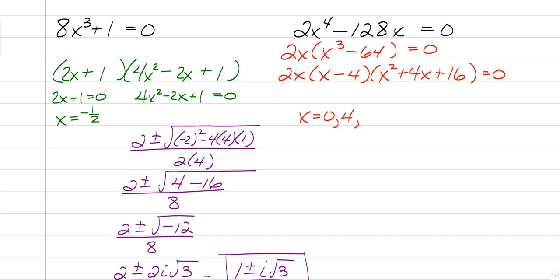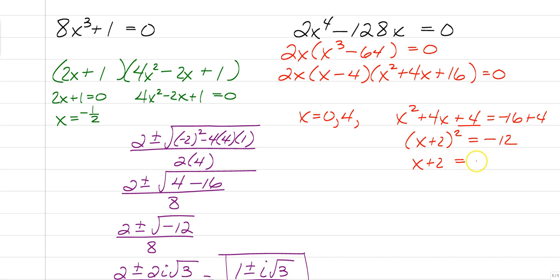Now you could use the quadratic formula if you want, because that's what I used in the last one, or you can do completing the square. So x squared plus 4x plus half of 4 is 2 squared is 4. That's equal to a negative 16 plus 4 as well. So then this guy over here, we have an x plus 2 quantity squared is equal to a negative 12. Square root both sides. x plus 2 is equal to a plus or minus 2i root 3.